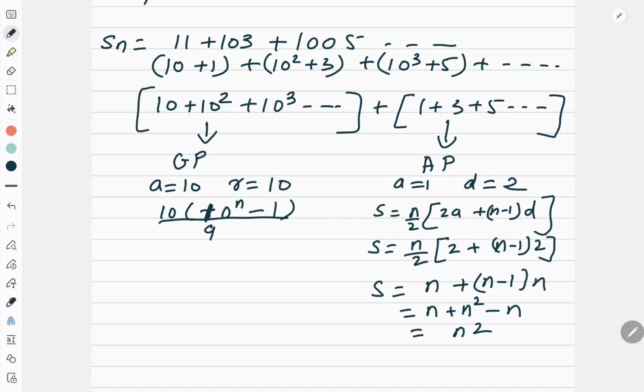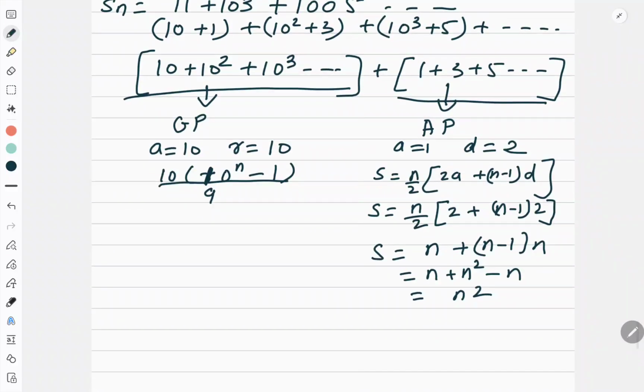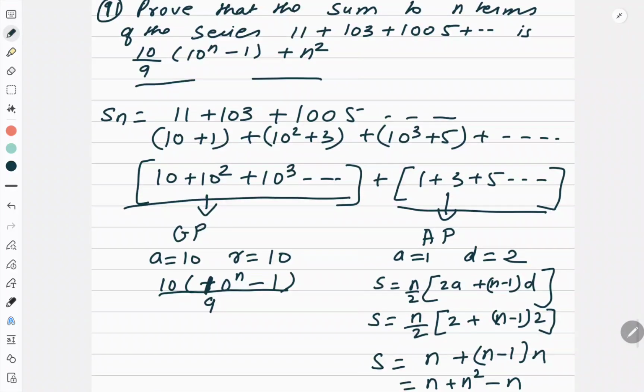Correct? So now this question is split into two parts. I need to add both the terms. First one is a GP and the second one is an AP. What is the sum of the GP? The sum of the GP I got is 10 by 9, 10 to the power n minus 1. And the sum of the AP is only n square. So this is my answer and this is what they asked me to prove. Correct? Look at the question. They are asking to prove this only. So we are done. Okay.